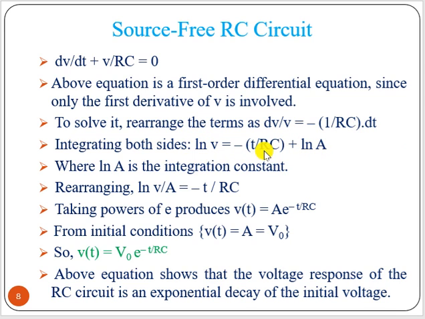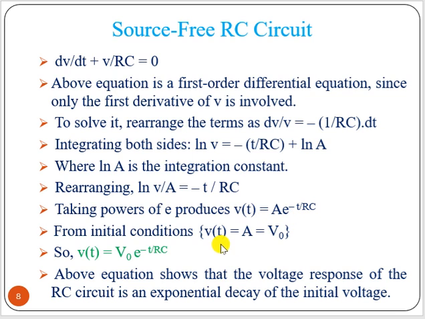Now we can take ln a to the left hand side. We will have ln of v by a equal to minus t by RC. Now if we take powers of e, we get v by a equal to e to the power minus t by RC. So a you can take to the right hand side, so V(t) equal to a e to the power minus t by RC.